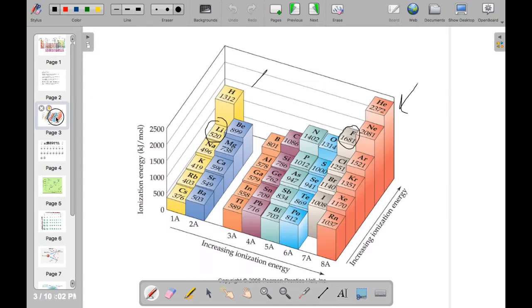So if we go back to our little diagram, we can see that this table shows us that trend. Now, as we go down, we're adding more energy levels. So as I go to sodium then potassium, it has a lower ionization energy.